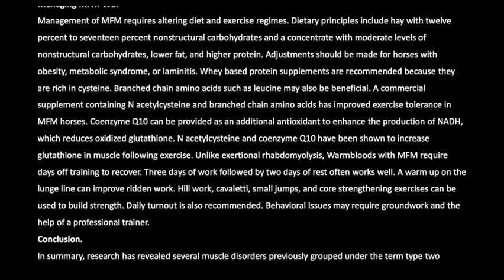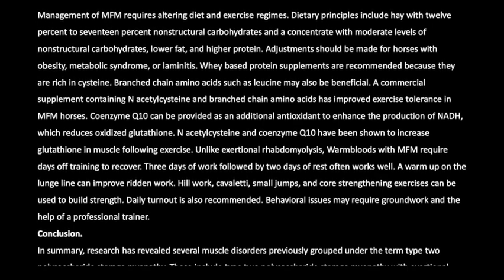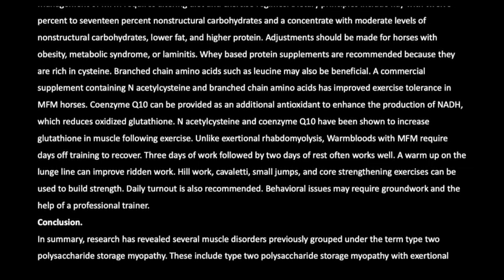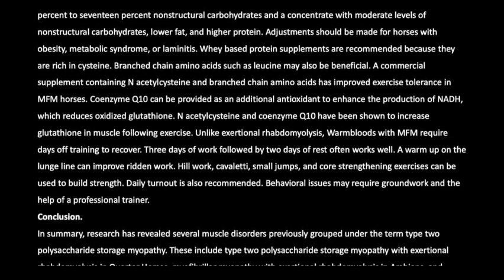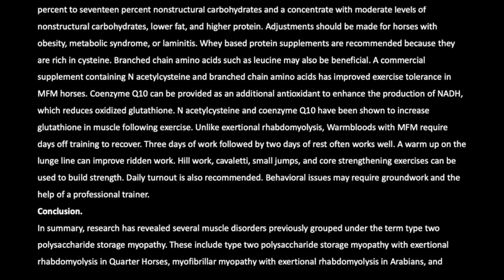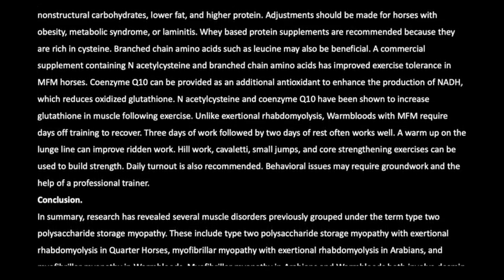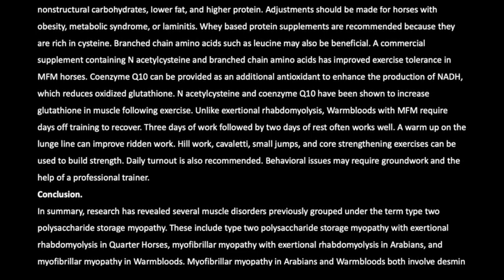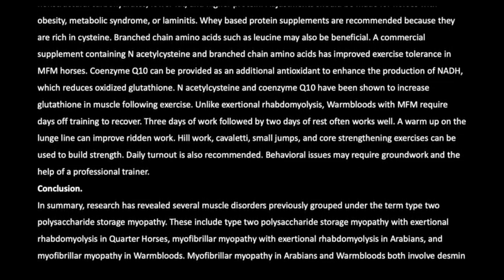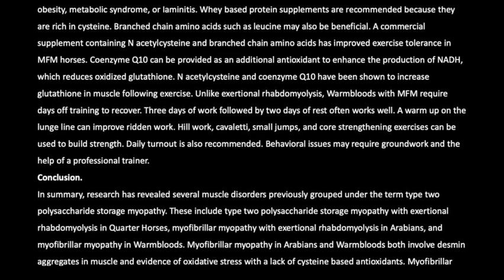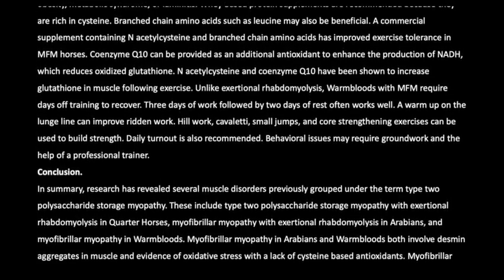Unlike exertional rhabdomyolysis, warmbloods with MFM require days off training to recover. 3 days of work followed by 2 days of rest often works well. A warm-up on the lunge line can improve ridden work. Hill work, cavaletti, small jumps, and core strengthening exercises can be used to build strength. Daily turnout is also recommended. Behavioral issues may require groundwork and the help of a professional trainer.